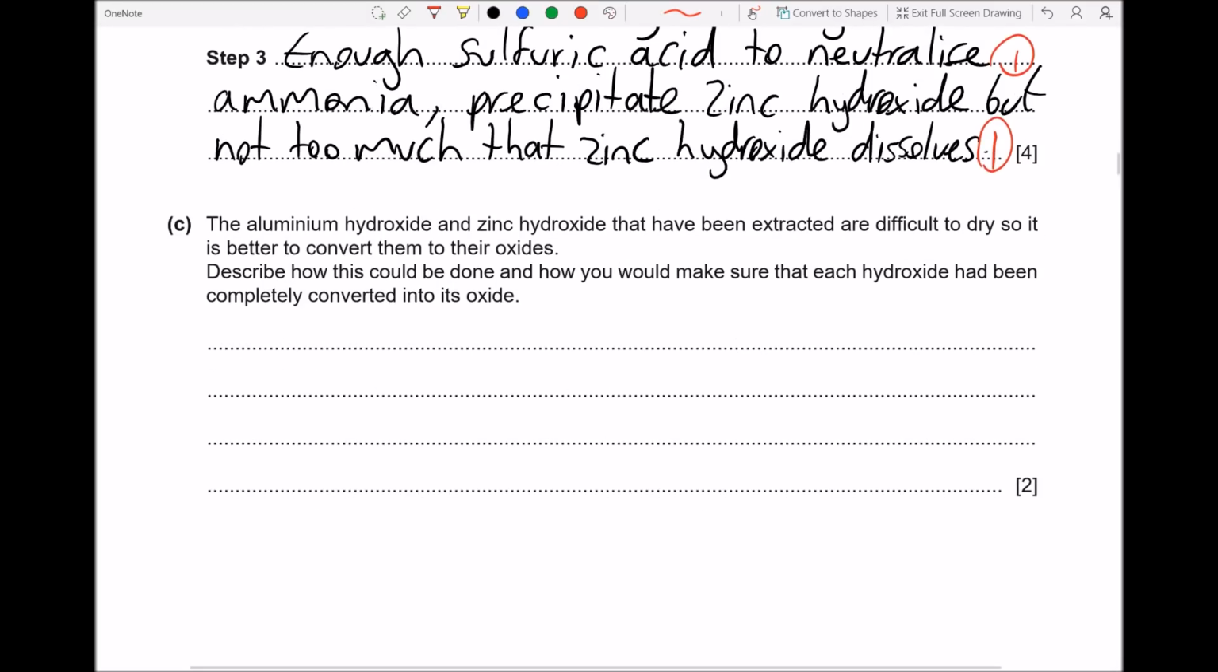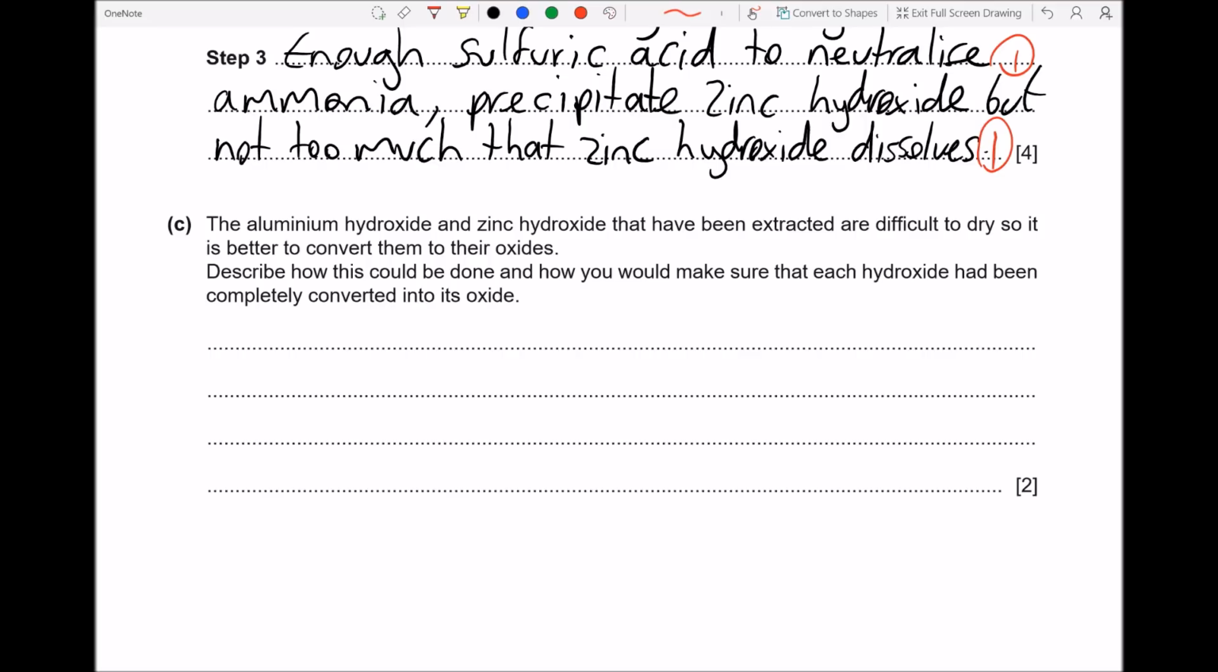Right, part C. It says the aluminium hydroxide and zinc hydroxide that have been extracted are difficult to dry, so it's better to convert them to their oxides. Describe how this could be done and how you would make sure that each hydroxide has been completely converted into its oxide. Right, so the way in which we can do this is really straightforward.